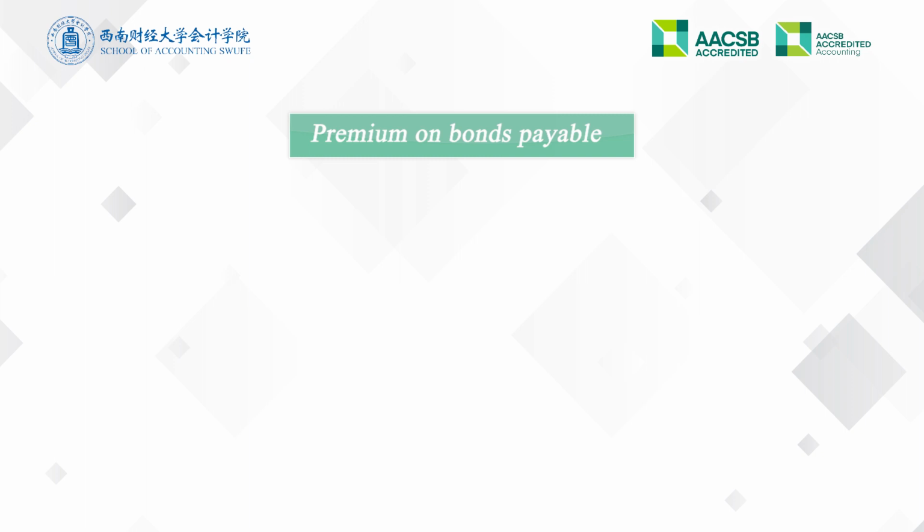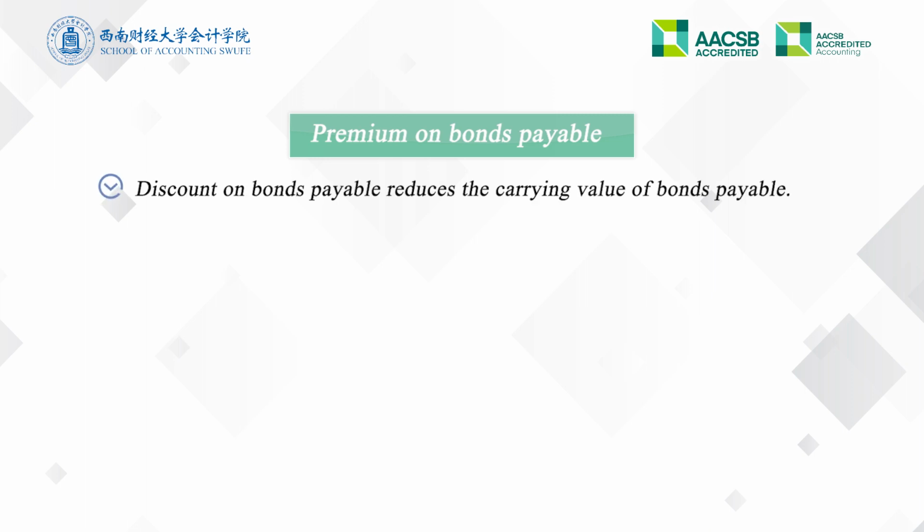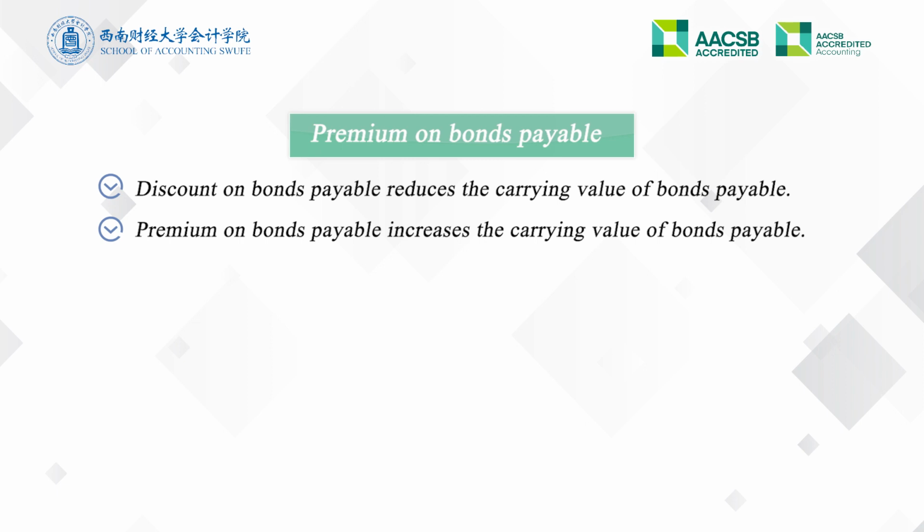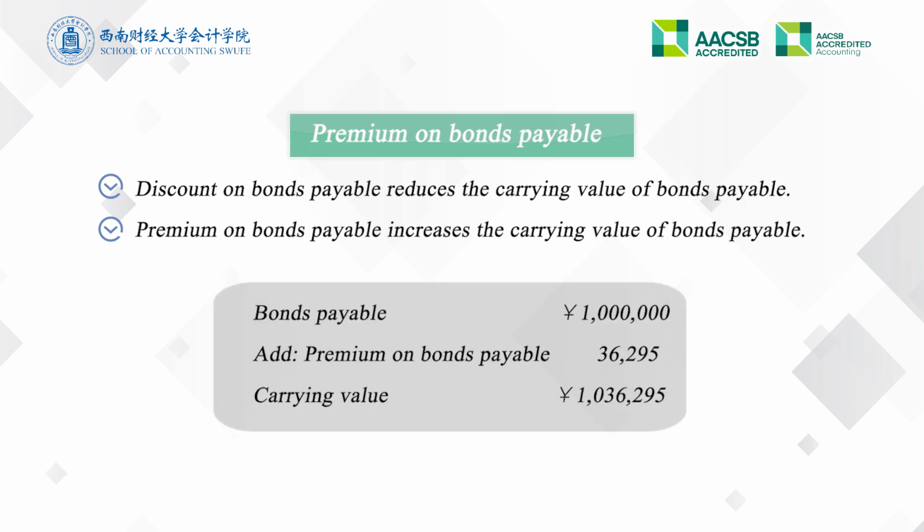In contrast to discount on bonds payable, which reduces the carrying value of bonds payable, premium on bonds payable increases the carrying amount of bonds payable. Premium on bonds payable is added to the bonds payable account in the statement of financial position as shown below. Bonds payable 1 million yuan, add premium on bonds payable 36,295 yuan is the carrying value, which is 1 million yuan and 36,295 yuan.